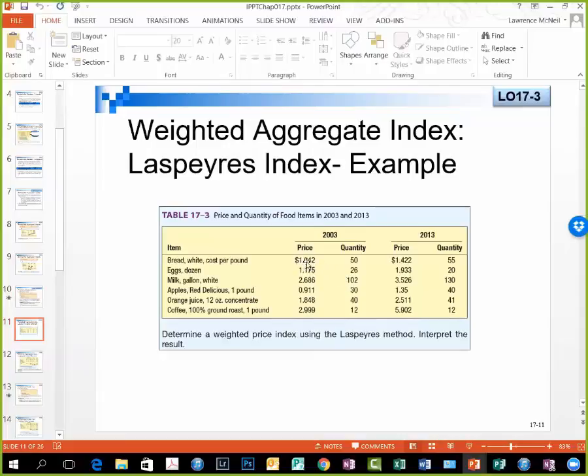So when I multiply 1042 times 50, I'm giving a certain amount of power to 1042. When I multiply, for example, 299 times 12, I'm giving a certain amount of power to 299. I'm actually diminishing the power of 299 and increasing the power of 1042, and I'm really increasing the power of the milk because milk was sold the most. So the power of 2.686 is most prominent in the calculation because we weighted it by a higher weight relative to the other weights. Yeah, exactly. So that's the power of weighting.